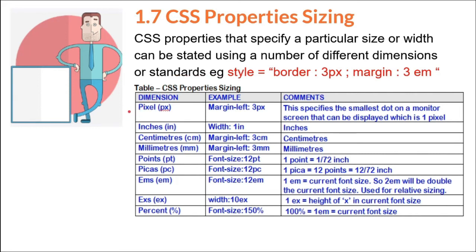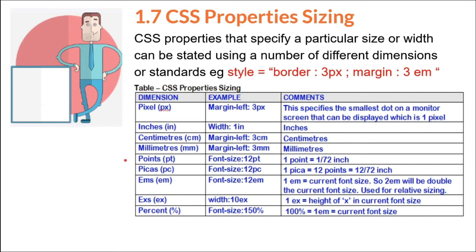We can use pixel, whose code is px. So we can say margin left colon 3 pixels, 3px. This specifies the smallest size. A pixel is the smallest dot that can be displayed on a computer monitor. Then inches. This refers to normal inches, so we can say the width of the box can be 1 inch. We can use centimeters in the same way to specify the size of the margins and borders. We can use millimeters to specify the size of the margins.